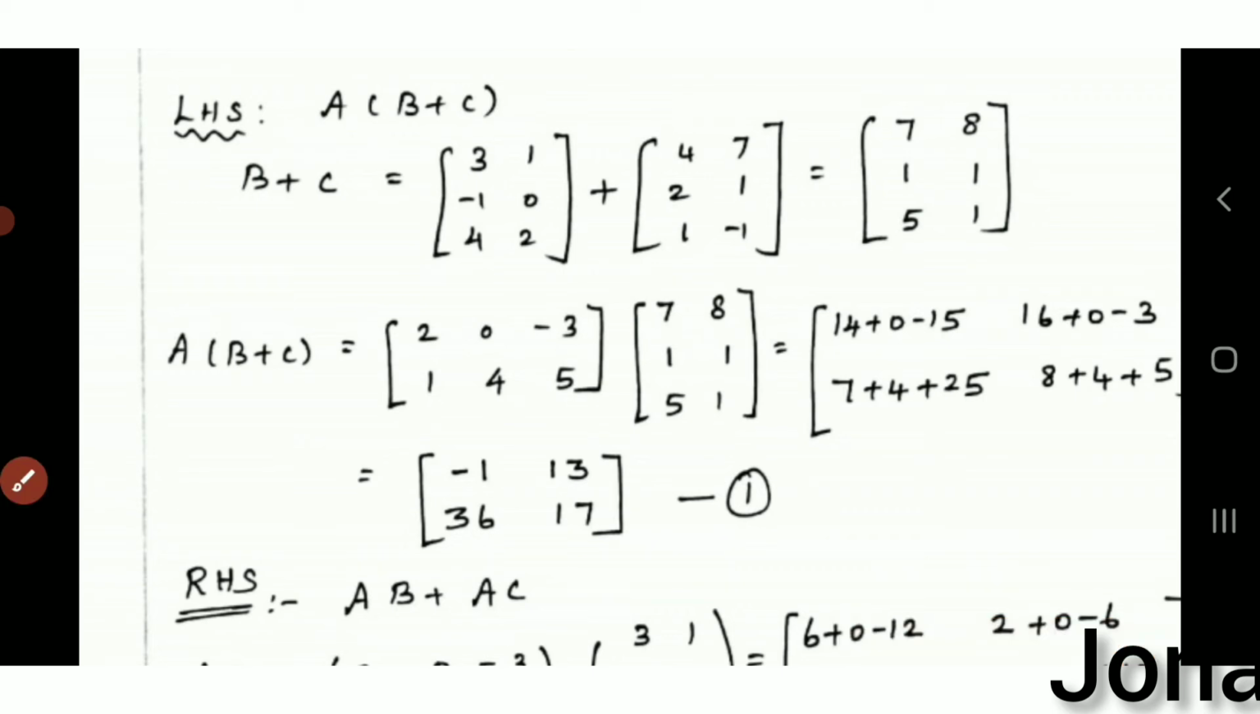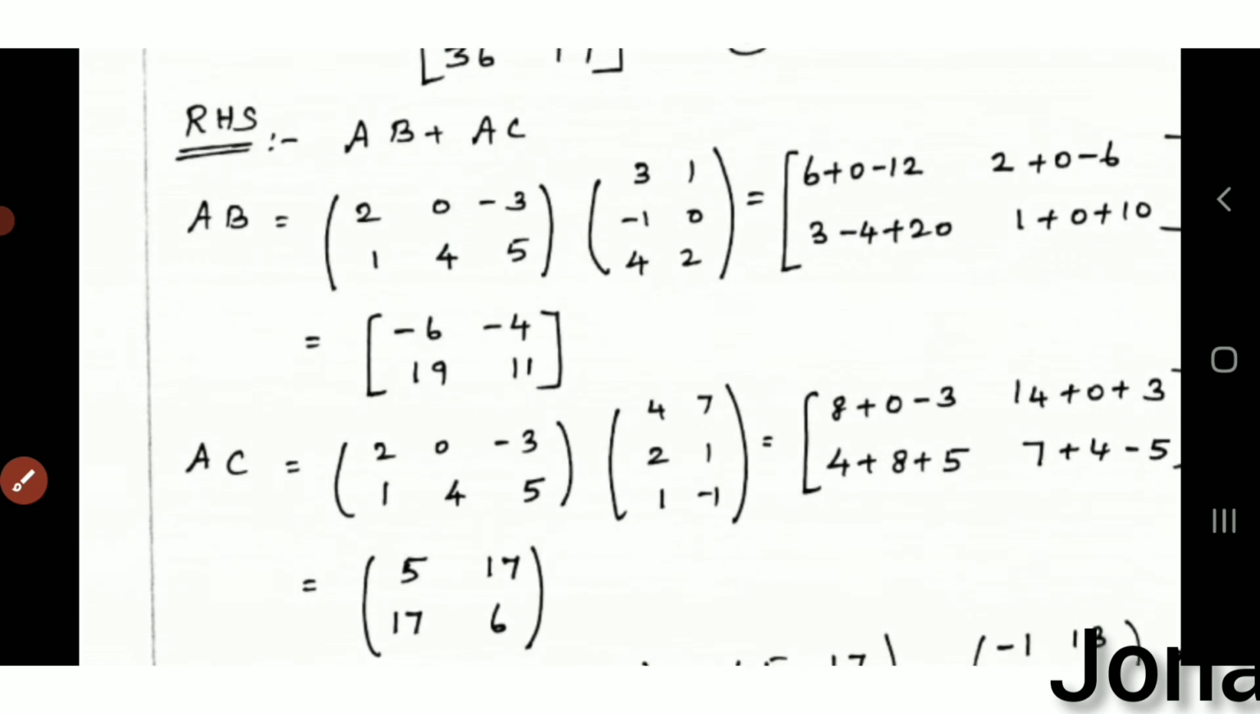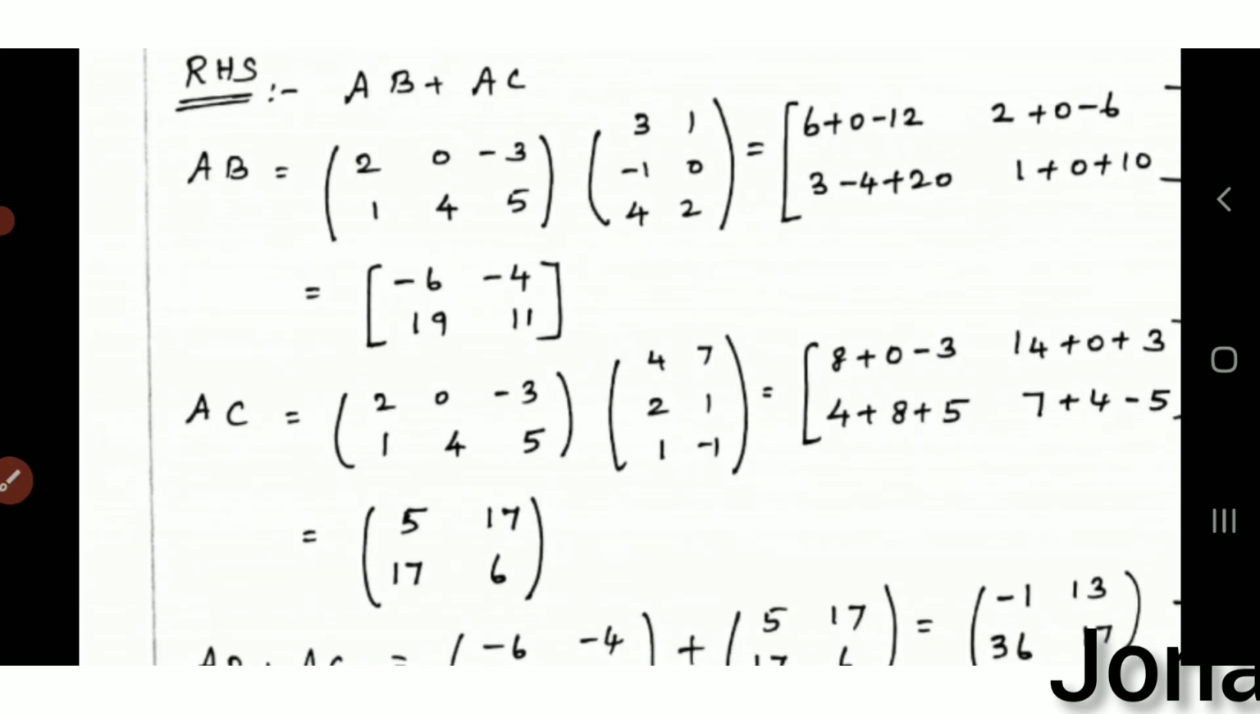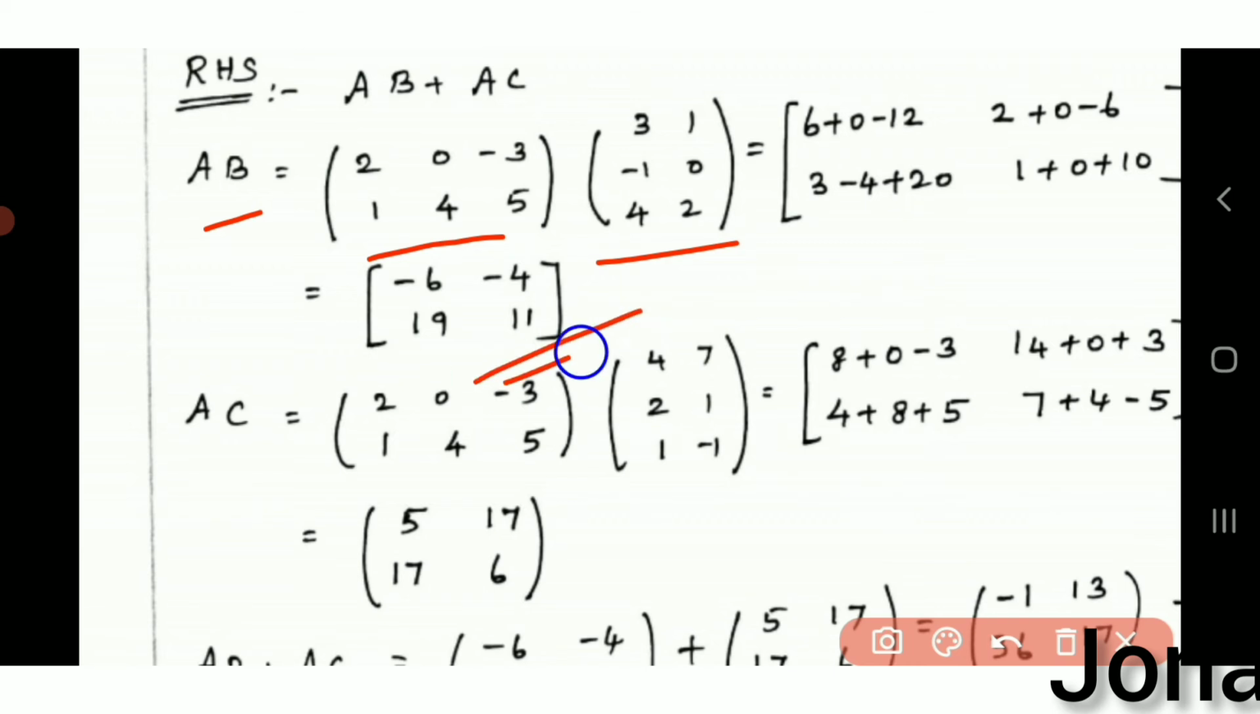And then we want to find the right hand side. It's nothing but AB plus AC. So first we want to find AB. AB is here matrix A and matrix B. By using the matrix multiplication as first row first column, first row second column, we got minus 6, minus 4, 19, 11. And then we want to find the value of AC. This is matrix A and this is matrix C.